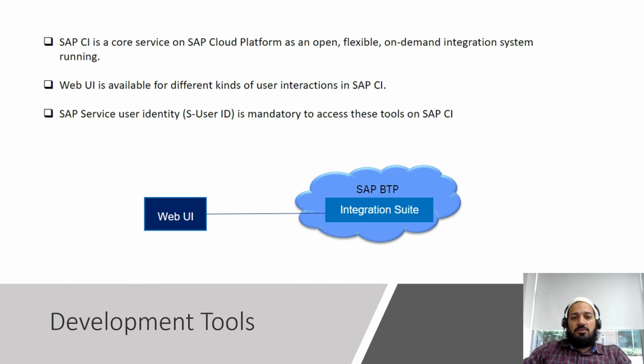The CPI, CI, right? Cloud Integration is the core service of SAP Cloud Platform. It is open source, flexible, on-demand integration systems that are running. A web UI is available for different kinds of user interactions. And for SAP services like user identity, we have to create it whenever we want to access them. As we know, it is completely cloud based. We need to create an S user to log into the system, and we can start accessing all the components, as we have seen earlier, how to create an S user and everything. So we just need a web UI, and we are connected to the SAP BTP Integration Suite.